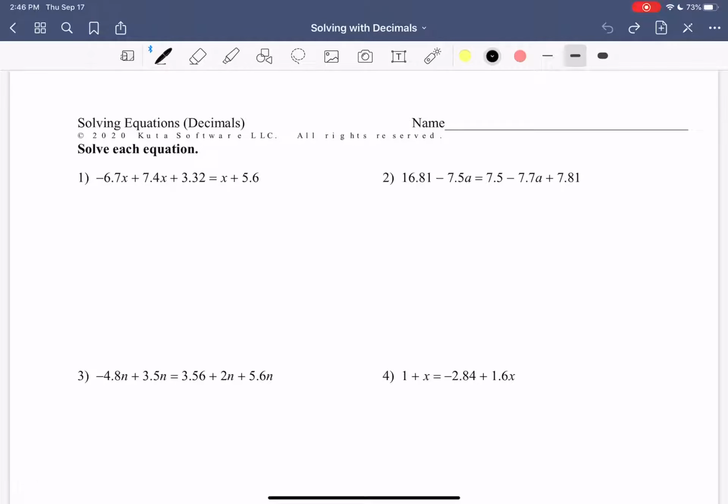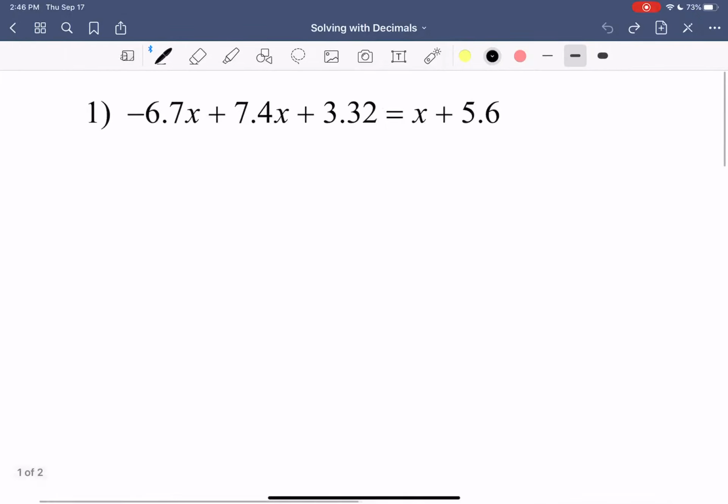All right, so here is the decimals worksheet that we began in class today, and I'm going to start with number 1. If you don't need number 1, just go ahead and skip through to the next problem. I'm going to zoom in so I have plenty of room to work.